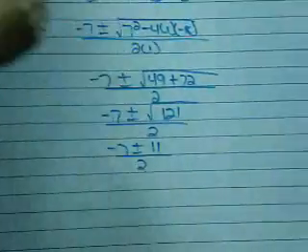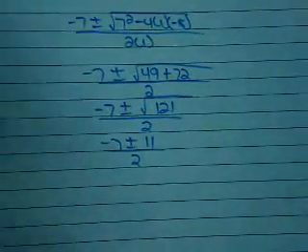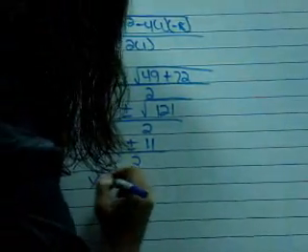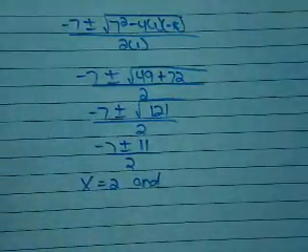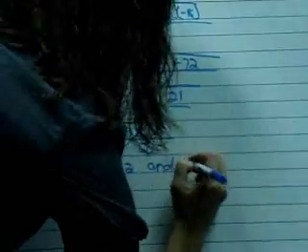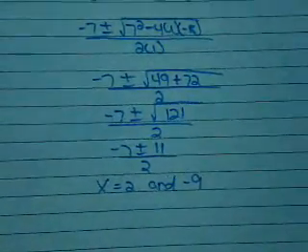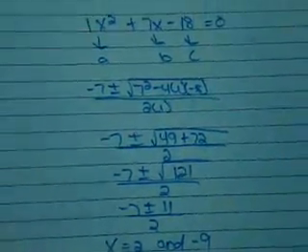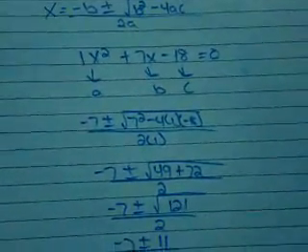Our next step will be to do negative 7 plus 11 over 2, which gives us x equals 2. And negative 7 minus 11 over 2 gives us negative 9. And that will be our answer, x equals 2 and negative 9. And that's how we solve quadratic equations, through the factoring method and through the quadratic formula.